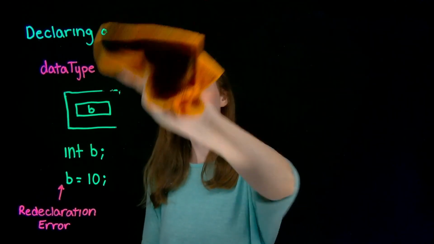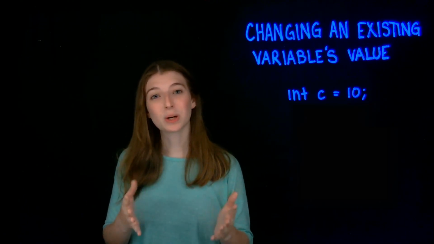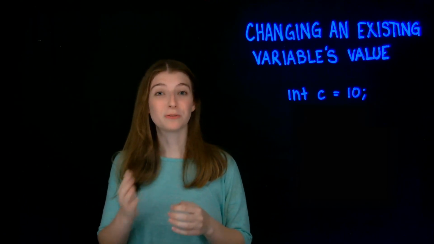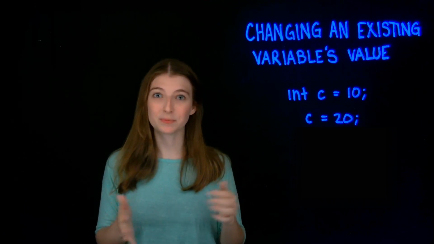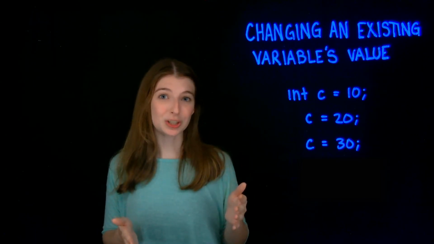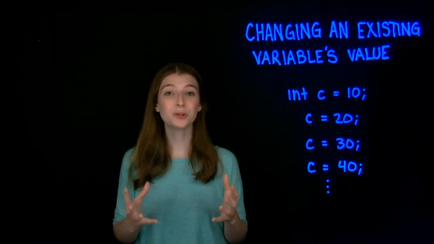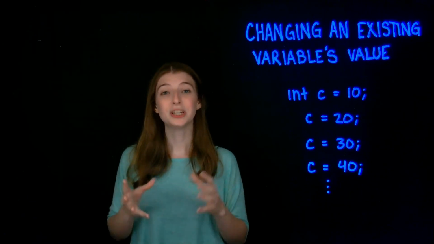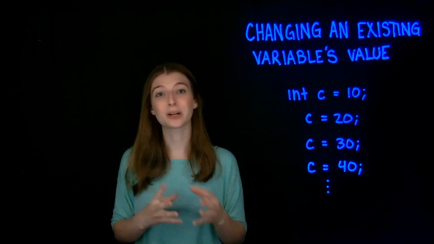Now let's talk about changing an existing variable's value. My original variable is int c equals 10. If I wanted to change this, I would just do my variable name, the assignment operator, my new value, and the semicolon. So I could do c equals 20, c equals 30, c equals 40, etc. Now the only thing is once you create a variable of a certain type, you're locked into that type. You can only reassign it with values that are compatible.